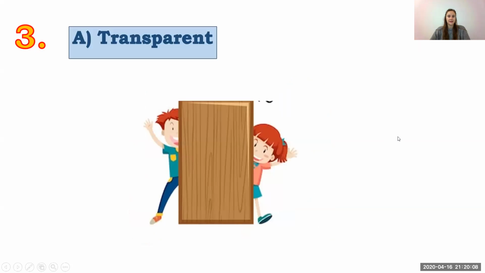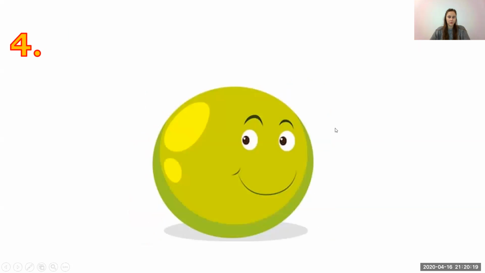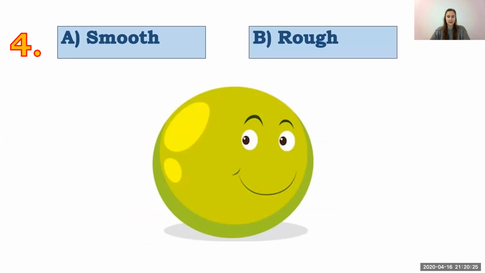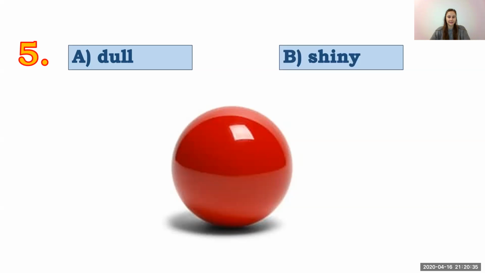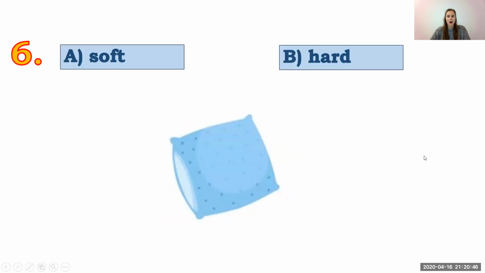Number 3, look at this piece of wood. Is it A, transparent, or B, opaque? Number 4, is it A, smooth, or B, rough? Number 5, is the ball A, dull, or B, shiny? Number 6, the pillow that we sleep on. Is it A, soft, or B, hard?